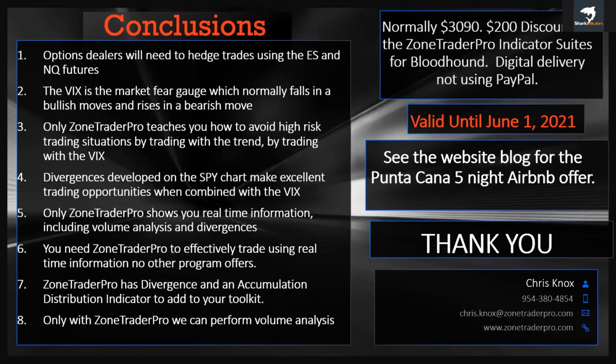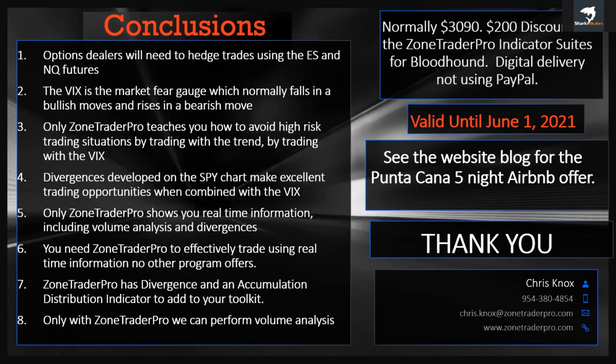As soon as I go through the conclusions here, I'm going to take you to the real-time live chart from today so you can see what it looks like. But you have to understand that options dealers need to hedge their trades, and they're using the ES and the NQ futures to do that. The VIX, this is the fear gauge, which is normally falling in bullish moves and rising in bearish moves. I'm going to show you some of that.